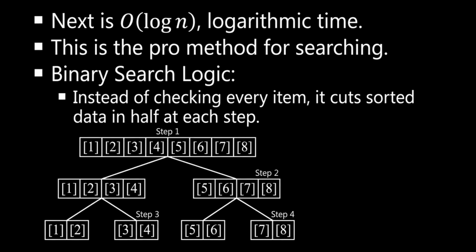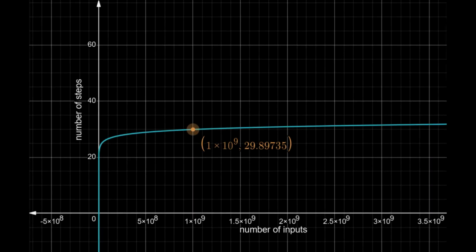Next is O of log n, logarithmic time. This is the pro method for searching. Instead of checking every item, a binary search cuts the sorted data in half every single step. If you have a billion items, a noob linear search takes a billion steps. Binary search finds it in just 30 steps.